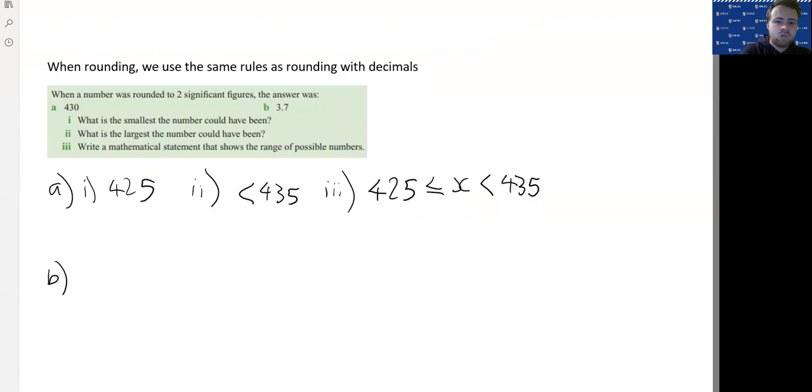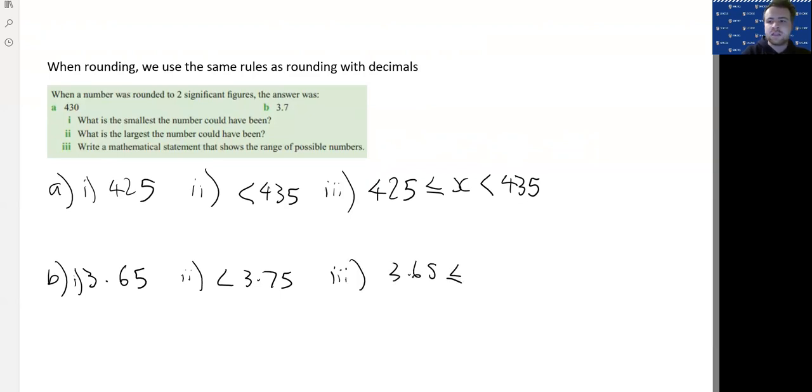Let's look at this example here too. For part 1, we could have had 3.65, and for part 2, it's got to be less than 3.75. So the boundary is going to be 3.65 is less than or equal to x, which is strictly less than 3.75. Okay, so hopefully we understand the range of the true value when we've rounded something.